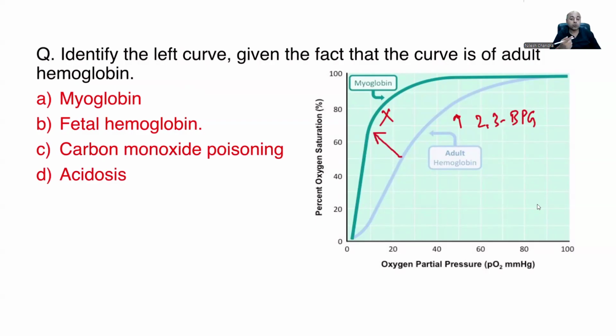Okay, so we'll talk about hemoglobin, the mechanism of action, how it is binding, how it is unloading the oxygen, etc. in a separate video. Here, your answer is myoglobin. The graph on the left is myoglobin.